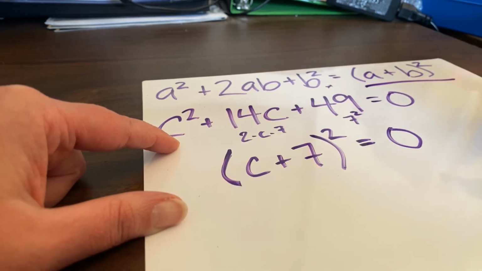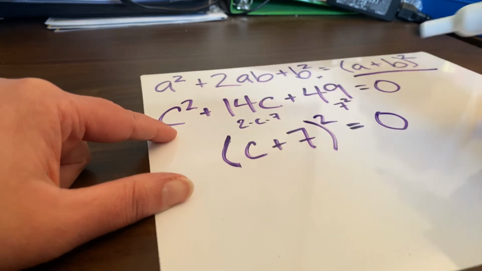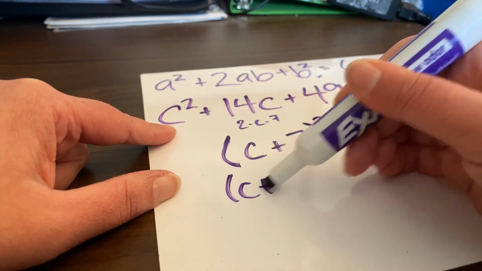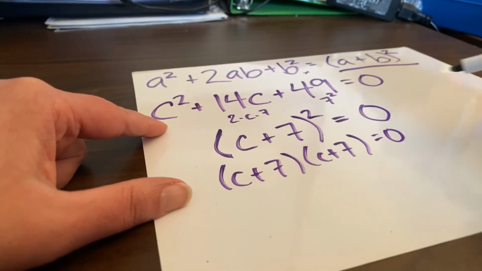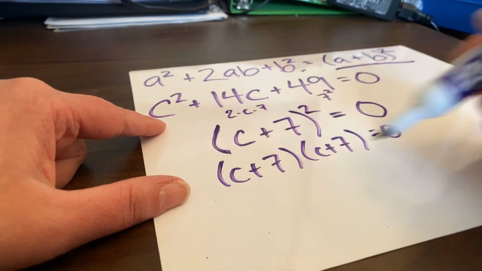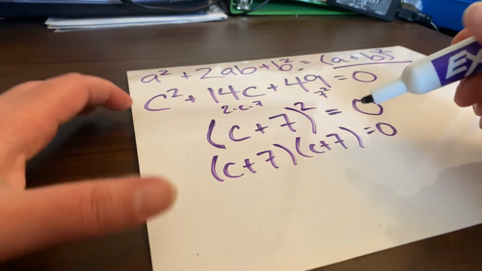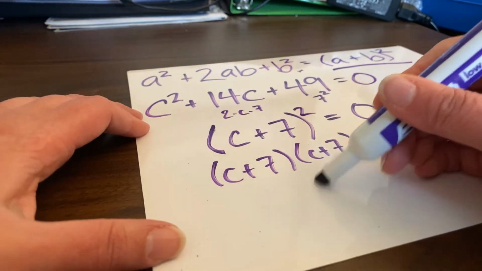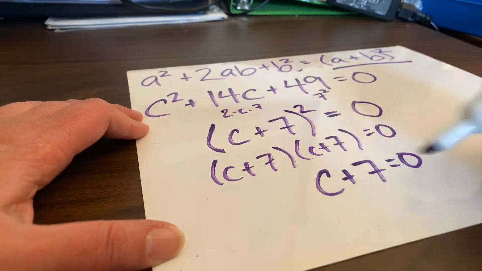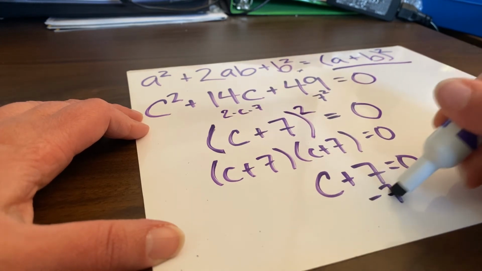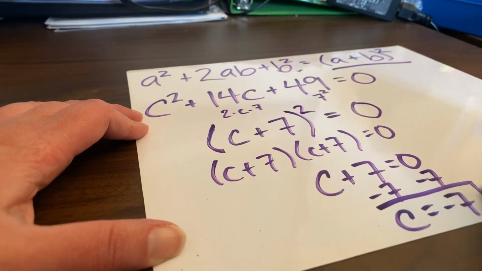And now we need to solve this for c, right? So another way of thinking of this is c plus 7 times c plus 7 is equal to 0. Because it's a repeated term, a repeated binomial, it is a squared binomial, we don't need to do the work twice, right? We need to consider c plus 7 is equal to 0. Whatever value for c makes this 0 makes the equation 0. So we'll subtract 7 from both sides. We get c equals -7.